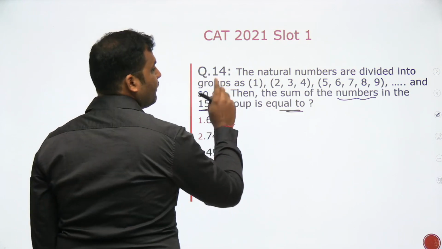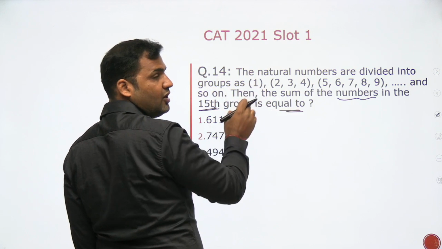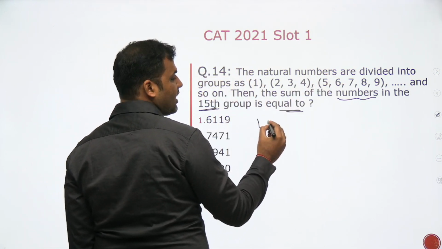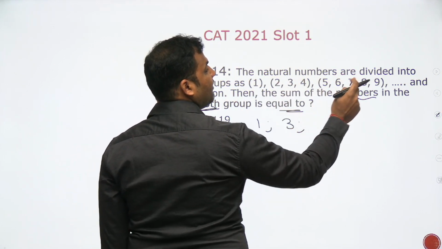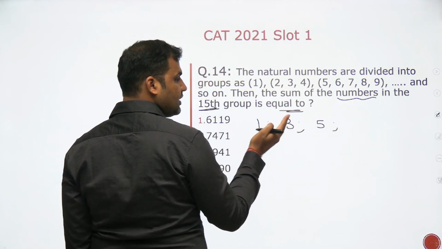So guys, you see that you first need to observe कि पहले ग्रुप में एक ही नंबर है. If I talk about value of numbers, numbers कितने हैं हर ग्रुप के अंदर? First group has only one number. Second group has 3 numbers. Third group has 5 numbers, right? So next you can see that this is 1, this is 3, this is 5.